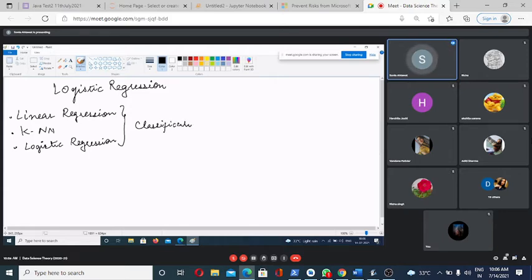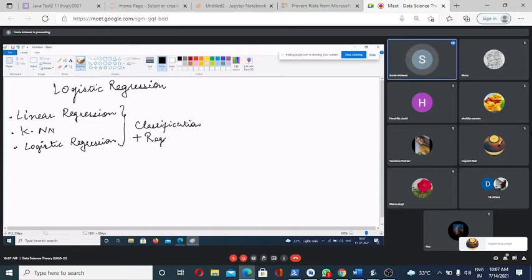What do we mean by a classification algorithm, class? What do we mean by classification? Categorizing the data. So it is basically the categorization of data.